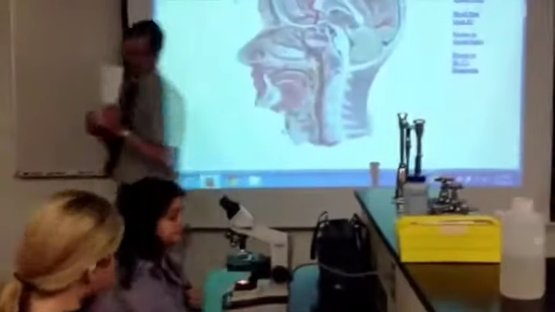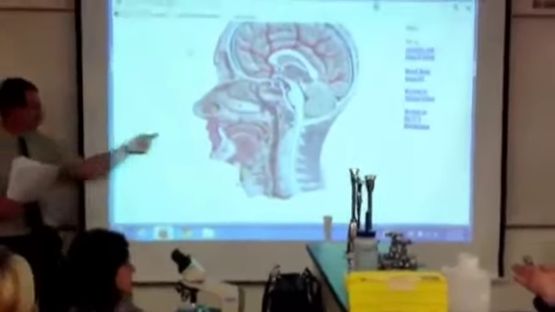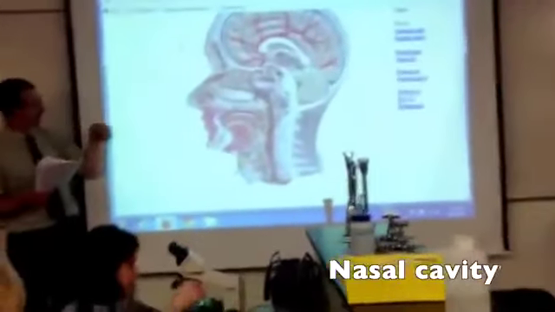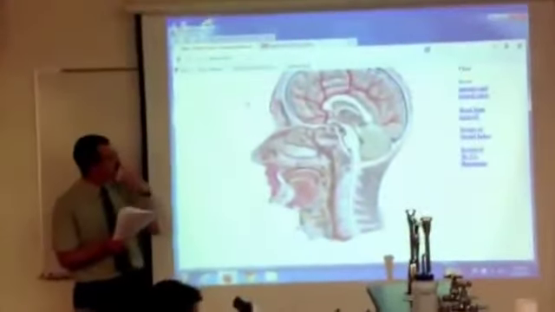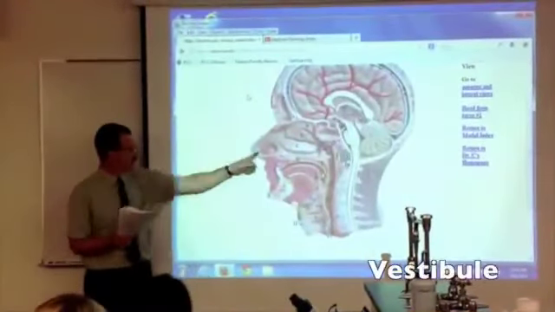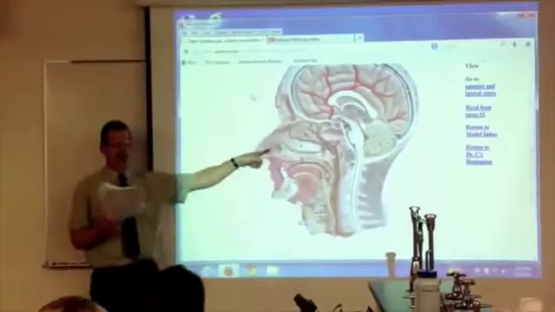What is the external nares? Nostril. So you would say nostril, your doctor's going to say external nares. Alright, so then we have your nasal cavity. Where's your vestibule, or vestibulae? That's where the boogers hang out, right here, the entrance to your nostril.